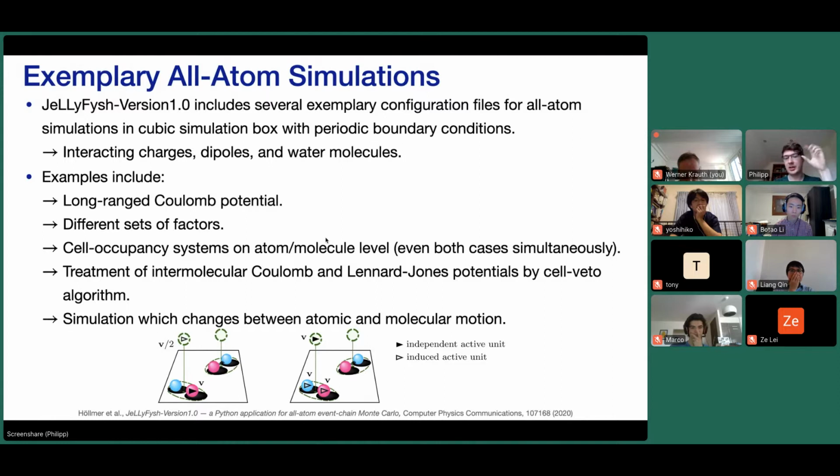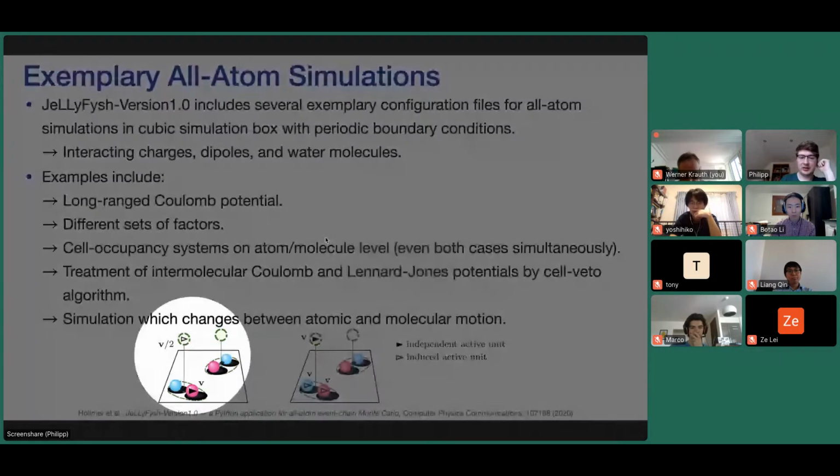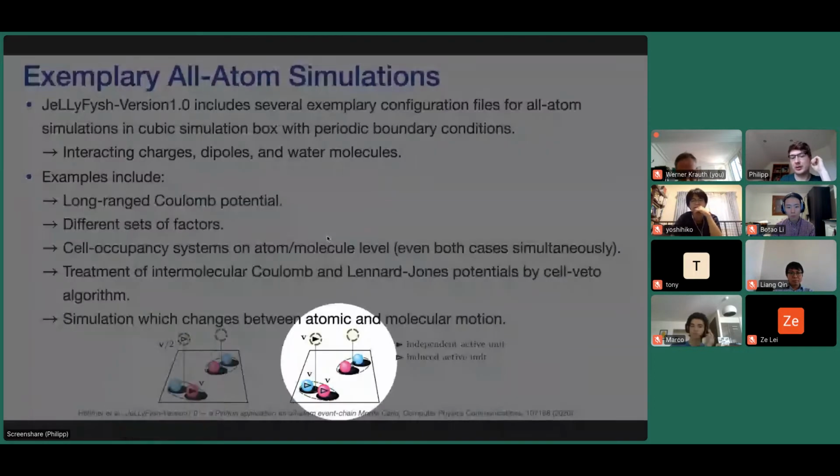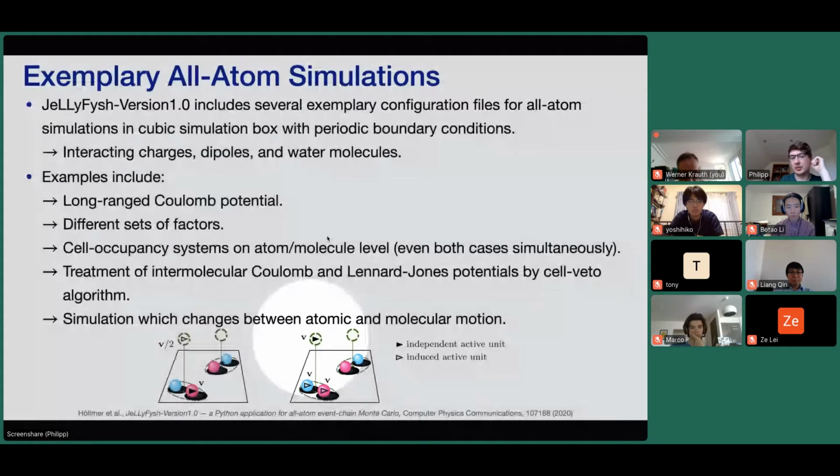The last simulation I want to highlight is the simulation which changes between atomic and molecular motion. Because I said earlier, our tree structure in the global state allows us to easily make full molecules active, so full composite point objects. Here on the left, you have the standard case where one single atom is active, and this induces some motion of the molecule it belongs to. This is just the dipole case. But then in our simulation, we changed from this mode to the other mode where one full dipole is active, and this induces some motion of our two atoms.